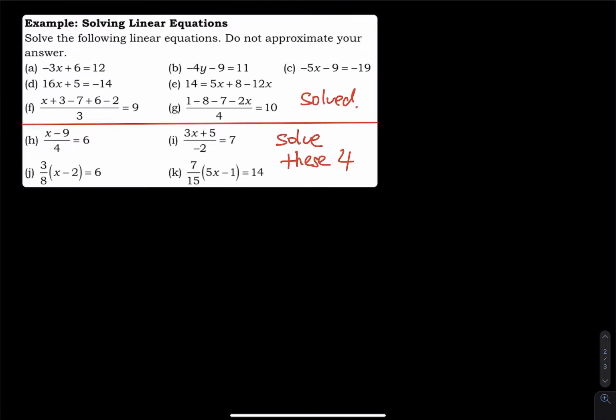Continue the discussion in solving linear equations involving multiple steps. So we already solved a to g in the previous video. In this video, I will solve h to k.